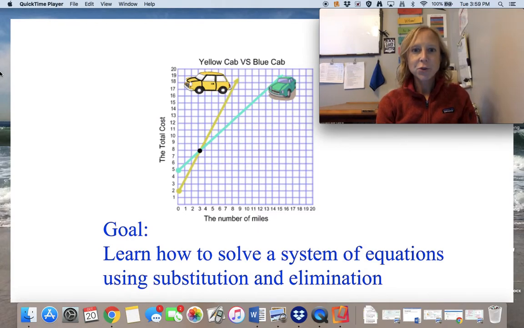Hi, Algebra 2 students. This week we are going to be working with systems of linear equations. Everything we do this week should be reviewed from Algebra 1. I do realize that was a couple of years ago, so the review is necessary.